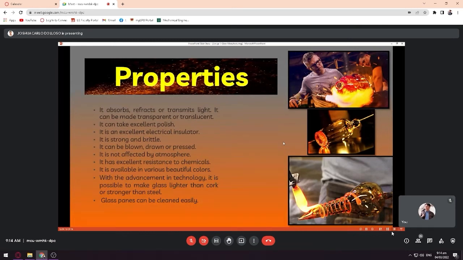It can be blown, drawn, or pressed. It is not affected by atmosphere. It has excellent resistance to chemicals. It is available in various beautiful colors. With the advancement in technology, it is possible to make glass lighter than cork or stronger than steel. The last is that glass panes can be cleaned easily.